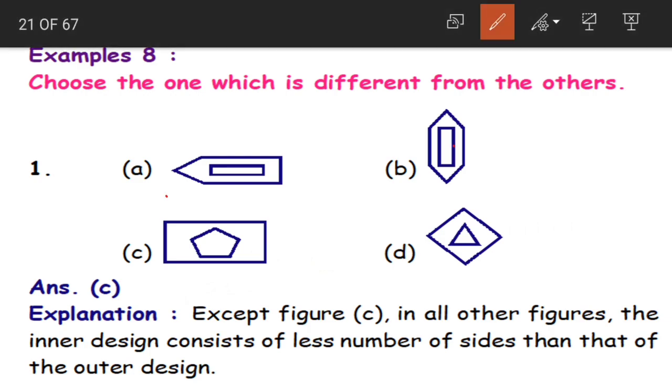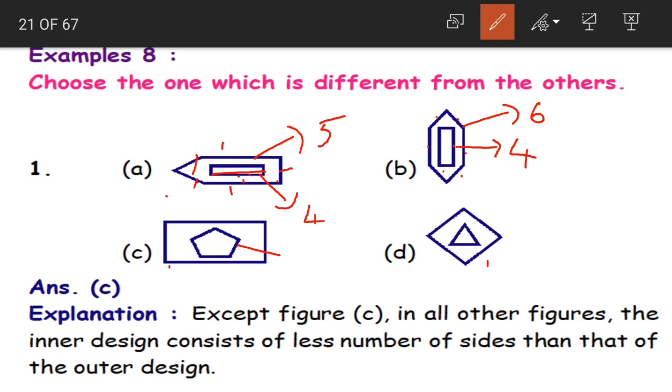If we observe all the figures carefully, the figure inside, that is this rectangle, has 4 sides, yes, and the figure outside has 1 2 3 4 5 sides. Now coming to option B, again inside we have a rectangle, it has 4 sides. Outside we are having 1 2 3 4 5 6. The outside figure is having 6 sides.